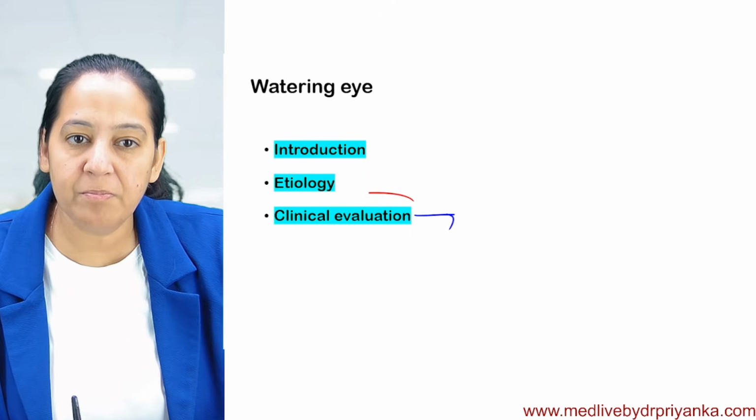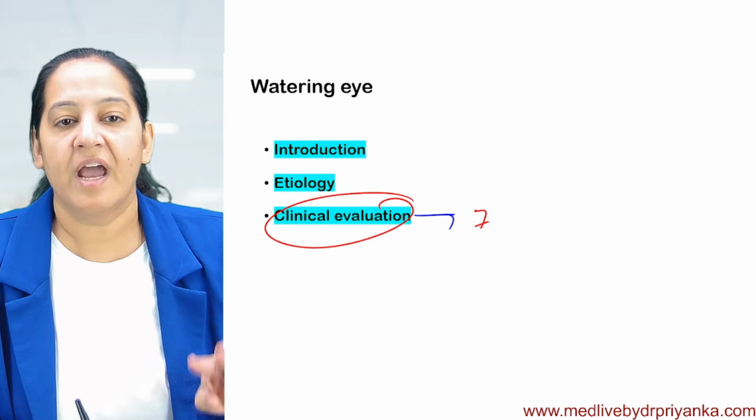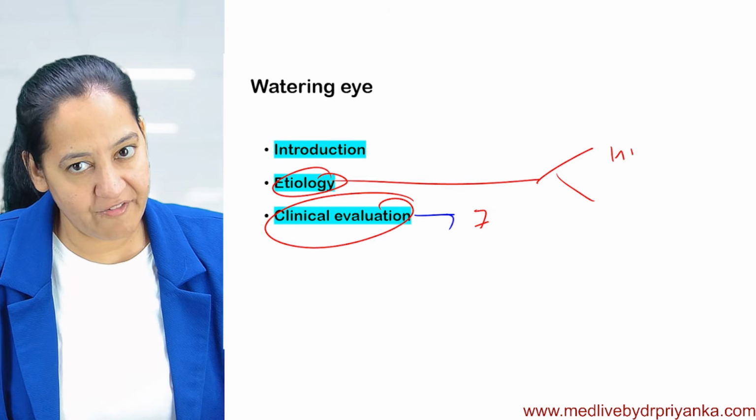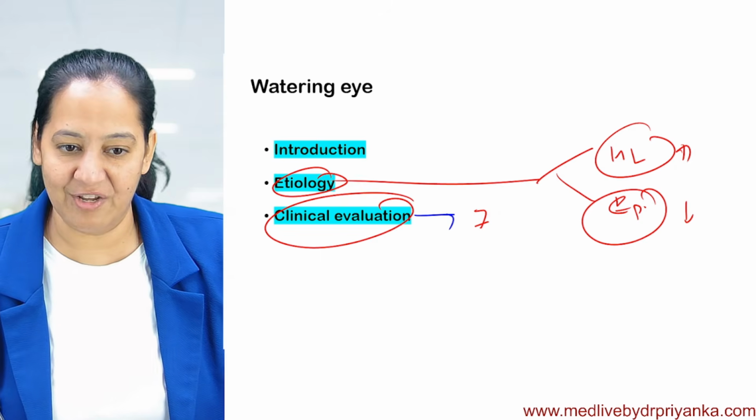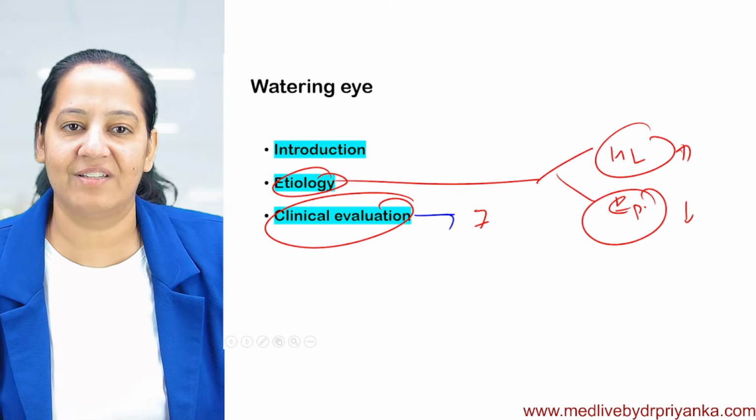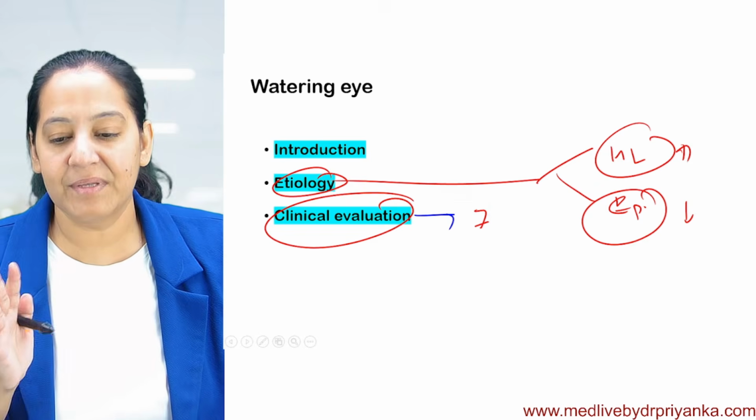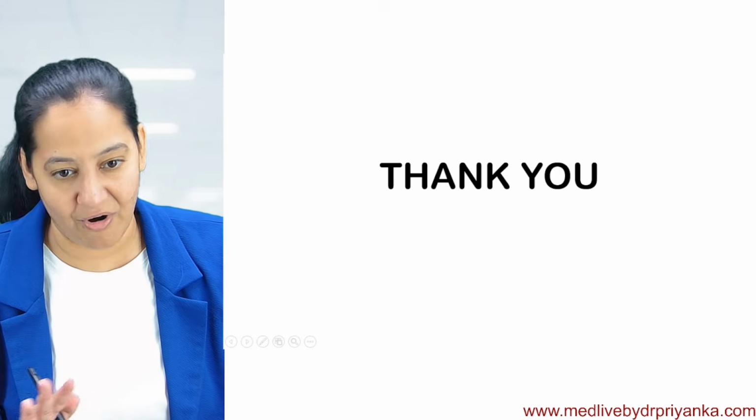In watering eye, the most important thing is the 7 clinical evaluations, and you should know the 2 etiologies: hyperlacrimation and epiphora. Either the synthesis is more or the drainage is inadequate. You must be telling the causes of that. So that's all about the watering eye. So in this episode, we have completed the watering eye.